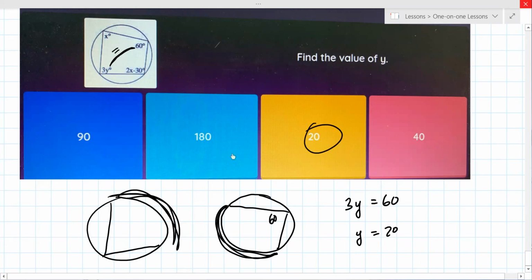Now, do you have the other question here where it asks you to find x? Is that somewhere else? I think it's. Yeah, there it is. It's down here at the bottom. So let's do that one next.